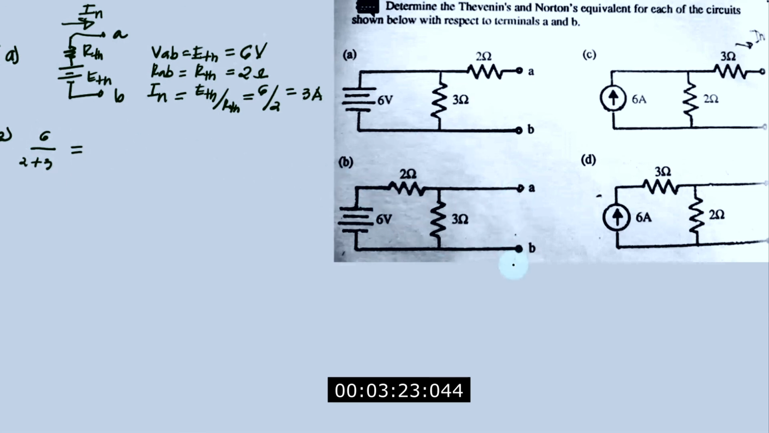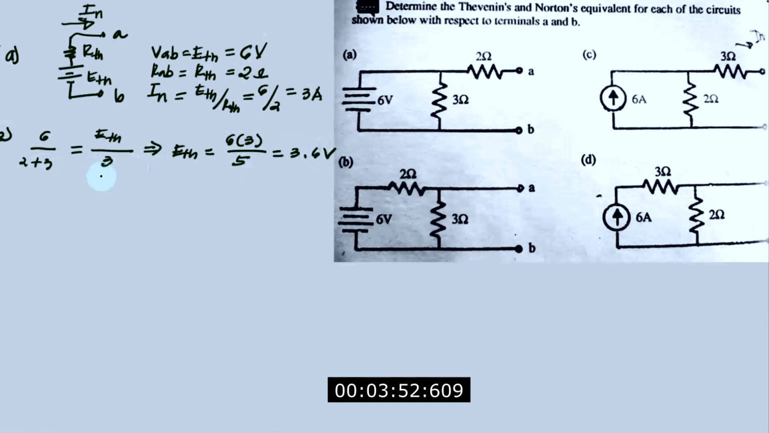So this is VAB, or the E Thevenin's, is the 3 ohms. From here we can solve for our E Thevenin's. So what will be the result? That is 6 times 3 over 2 plus 3, that is 5. So that is 18 over 5, which will give us 3.6 volts.